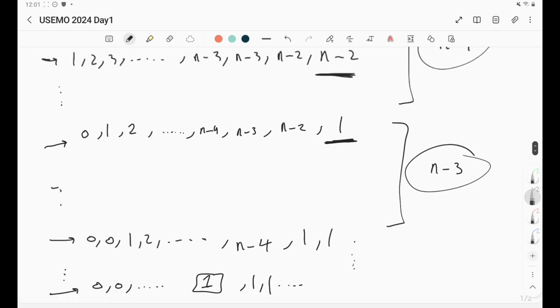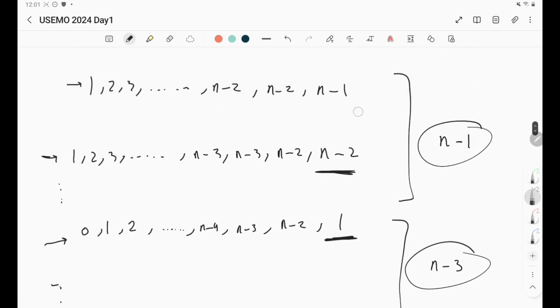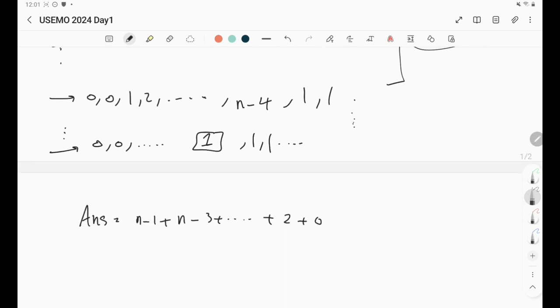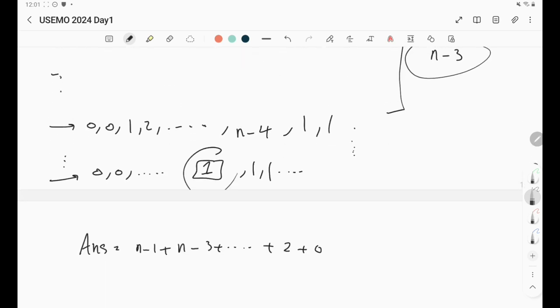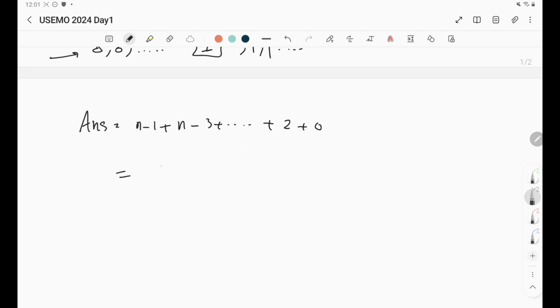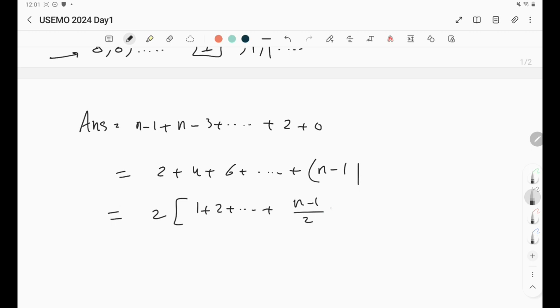n minus 1 corresponds, as we said, to the first number. n minus 3 corresponds to the second number, after handling the first number, and so on. This number will be 0 because it cannot take anything else. So yeah, this is our answer. We can now just calculate this easily. It's something like this: an arithmetic progression. You can take 2 as a common factor and get a sum of consecutive numbers from 1 till n minus 1 divided by 2.